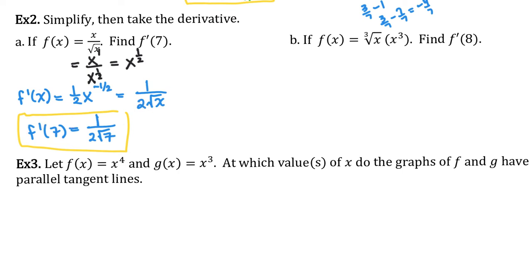Okay, let's look at part B. Same idea. I need to simplify this first before I apply the power rule. So let's see, f of x equals, instead of 3rd root, we're going to make it x to the 1/3 times x to the 3rd. Okay, now I can add the exponents. So I'm going to get x to the 1/3 plus 3, which is 3 1/3, which is 3 times 3 is 9 plus 1, which is going to be 10/3.